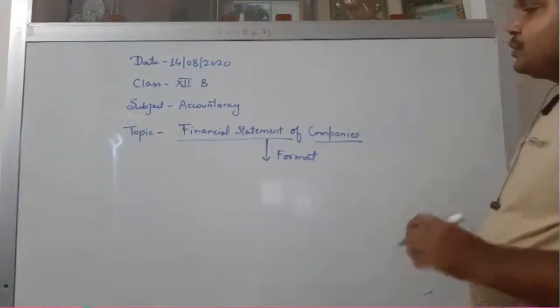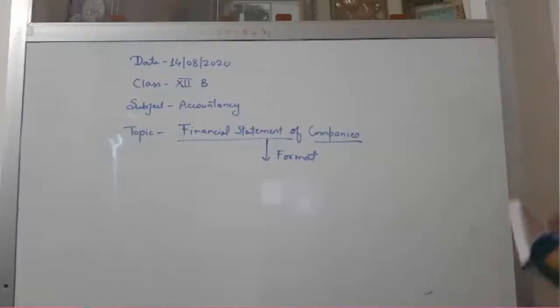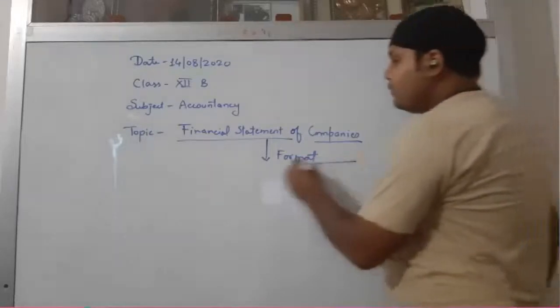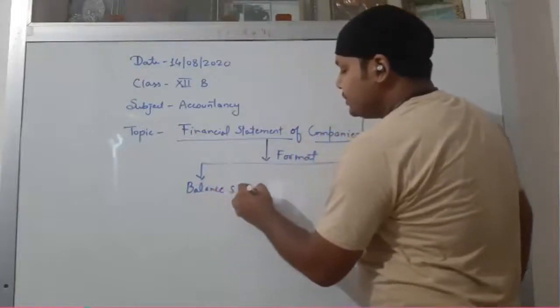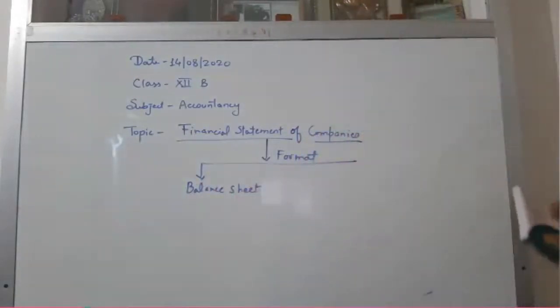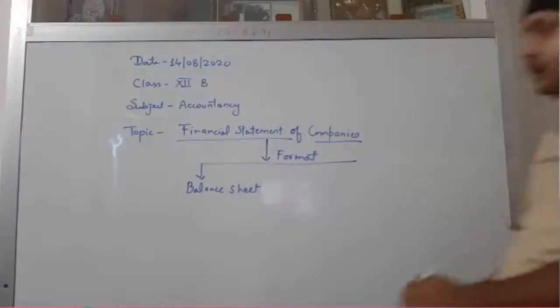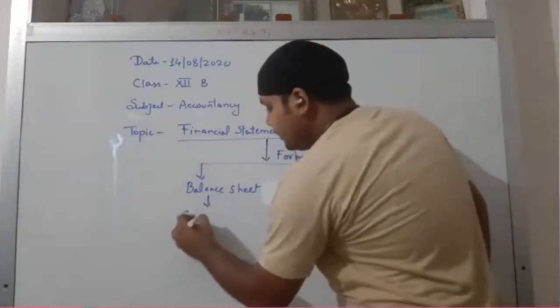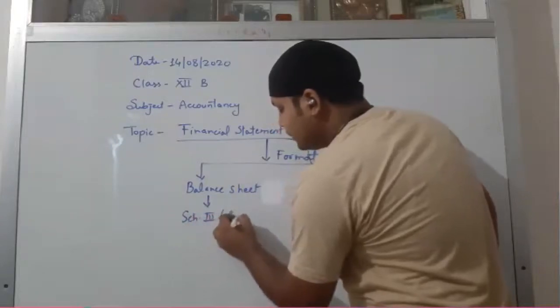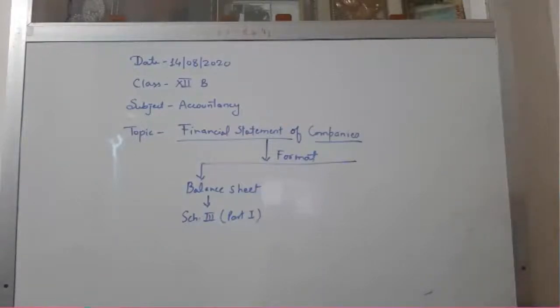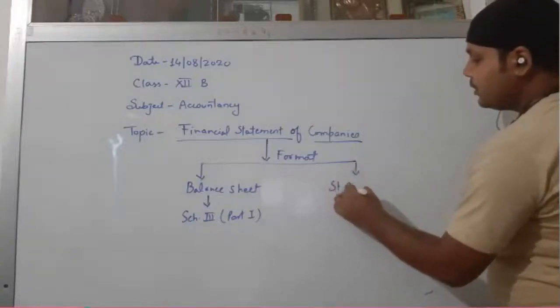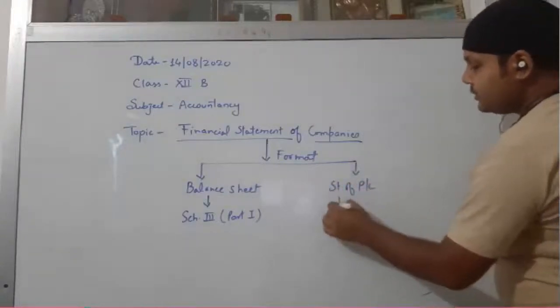So there are basically two formats which you have to discuss in this chapter. The first one is the format of balance sheet of a company. It means how company prepare its balance sheet according to Companies Act 2013 as per Schedule 3 Part 1. Okay. The second, which is a very important format, that is statement of profit and loss account. Statement of profit and loss.